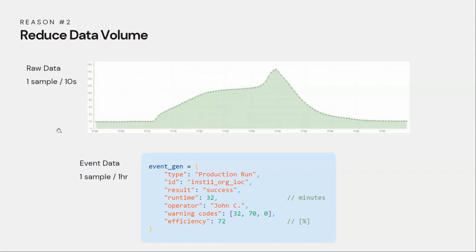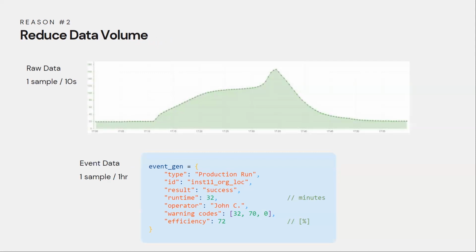The second benefit that comes along is a reduction in data volume. You may say, does that really matter? Today's data lakes are fairly cheap. You can store a lot of data. So would data volume reduction be a huge advantage? The answer is yes. The reason for that is because, sure, data is relatively cheap today.